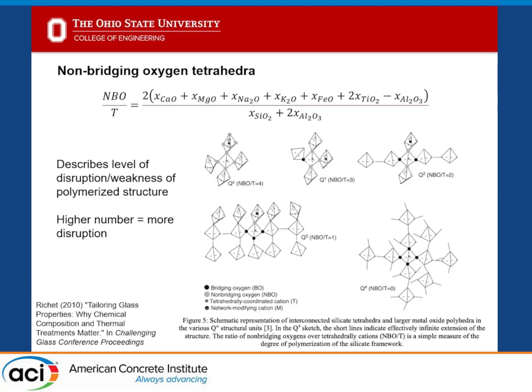So Karin alluded to this in her presentation, but there's a concept known as non-bridging oxygen per tetrahedra, or NBOT. The idea here is that we're tracking the number of network disturbers, and the NBOT essentially describes the level of polymerization or the weakness in the polymerization of our glass systems. So you can see that smaller numbers represent better polymerized structures, and larger numbers are weaker kinds of structures. Maybe you're wondering why I'm telling you this.